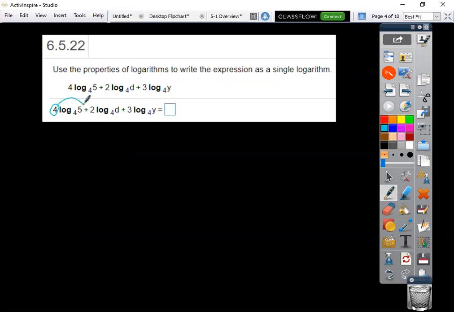This coefficient goes up here as an exponent. Same with this one on the d, and the same with this one up here on the y. So after I do that, I'd have log base 4 of 5 to the 4th. We can simplify that. I think that's 25 times 25, which is 625.